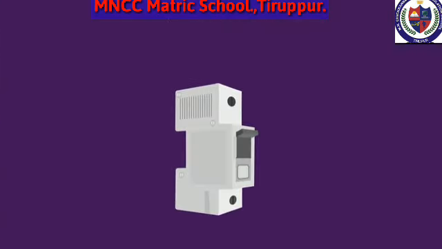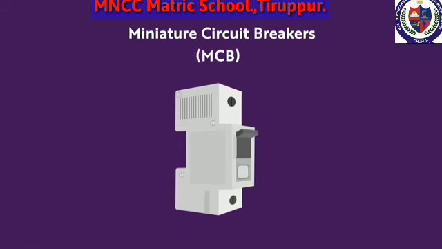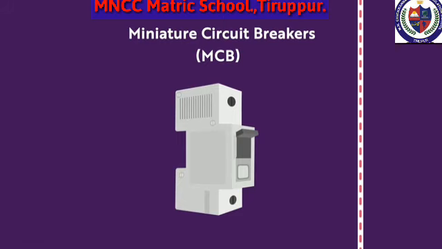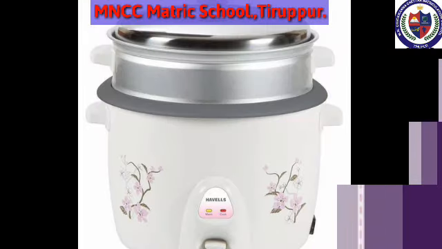To overcome this problem, automatic fuses are used nowadays. They are also called miniature circuit breakers, that is MCB. They work like automatic switches. When an excess amount of current flows in the circuit, they automatically switch off. This breaks the circuit and the appliances are saved from excessive current. They also automatically get switched on when the flow is back to normal.